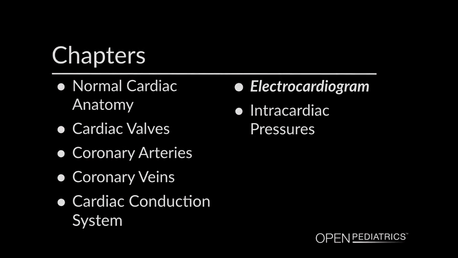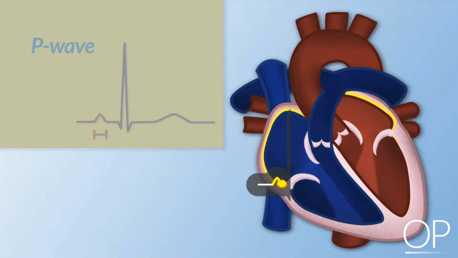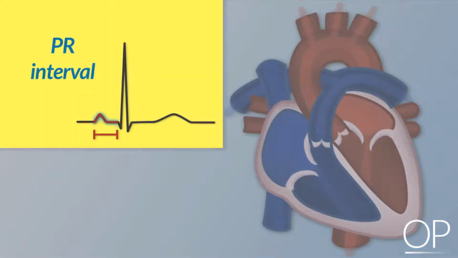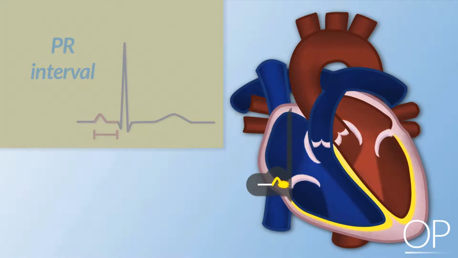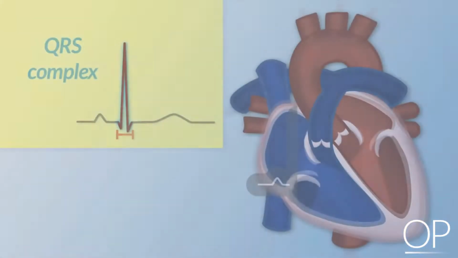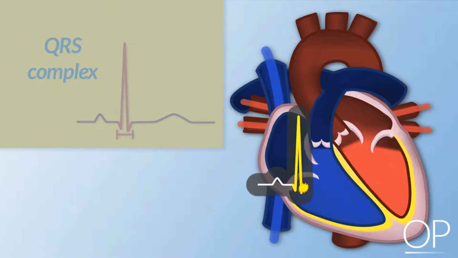Electrocardiogram. The P wave of an electrocardiogram represents atrial contraction. The PR interval is a measure of time from the onset of atrial contraction to the onset of ventricular contraction. The QRS complex represents the complete depolarization of the ventricles.